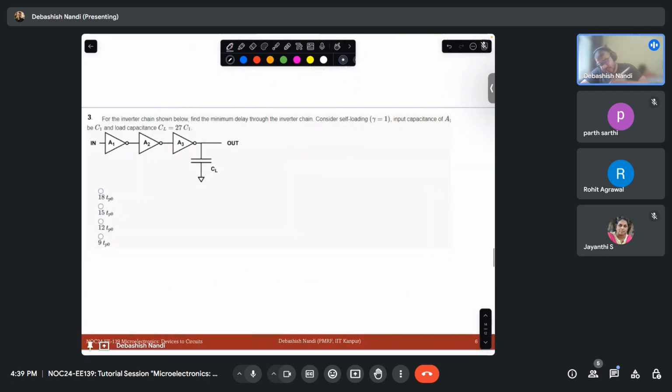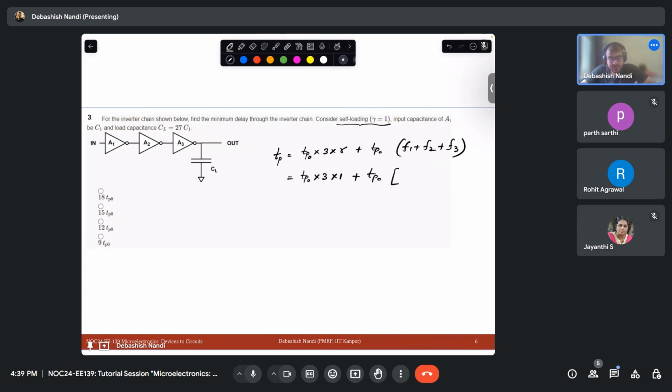Similarly, in the next question, it is asked to calculate the delay. Consider the self-loading factor as given. So delay, what we got? Delay we got as TP0 times 3 times gamma plus TP0 times F1 plus F2 plus F3. So this is your TP0 times 3 times 1, gamma is given as 1, and this is TP0 times, and what was my F? F was 3, right? So in total I will get 12 TP0.